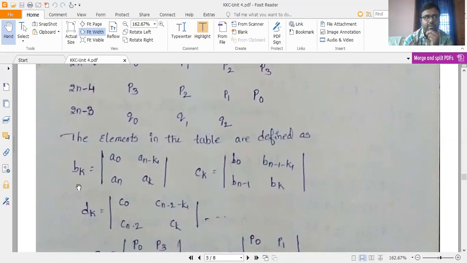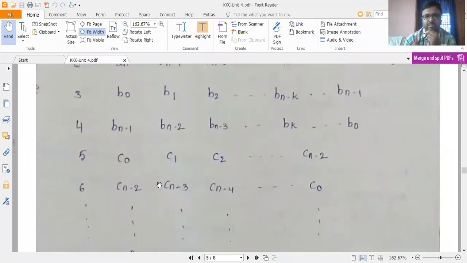Okay. If you want to calculate the value of B1, the k value is 1 and the n value is 3. Therefore, A0, A3 minus 1, that means A2, A3 and AK, where the AK value is A1. If you want to calculate the value of B2, it is A0, A3 minus 2, that is A1, A3 and A2. Okay.